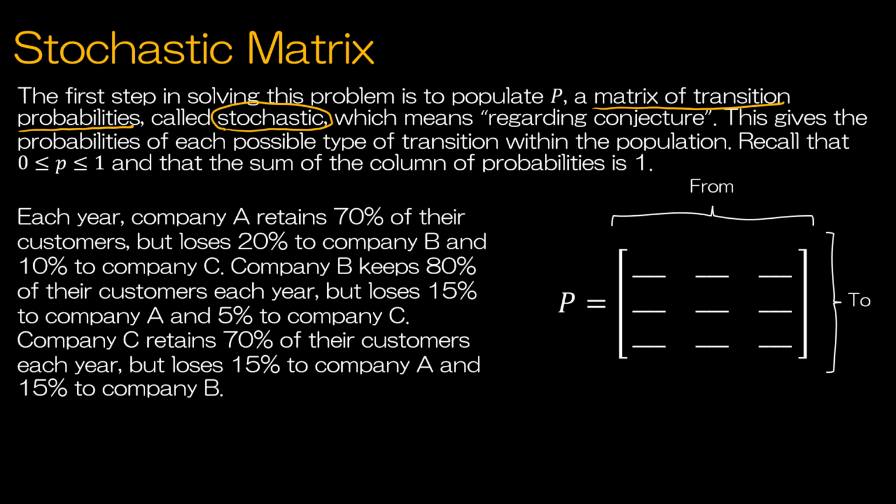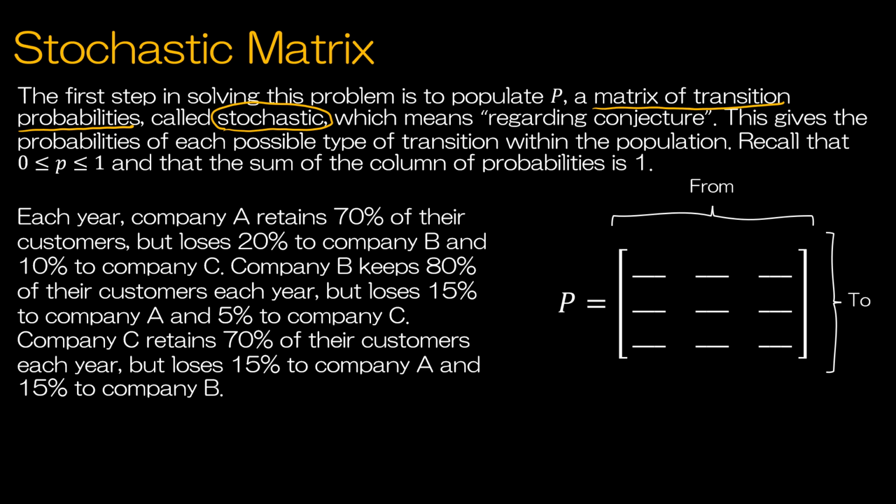I also want to point out that probabilities have to be between 0 and 1 inclusive, 0 where it's certainly not going to happen and 1 where it's 100% going to happen. And that the sum of the column of probabilities has to be 1. So we're going to talk about that as we fill in this stochastic matrix for the problem.